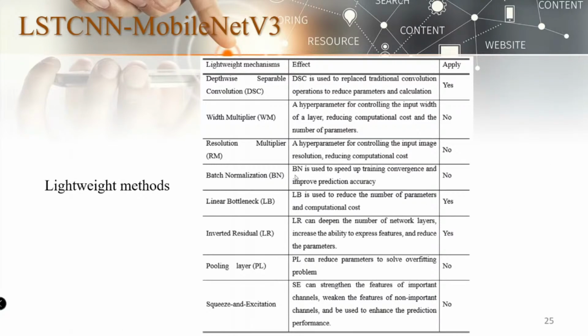This table shows the lightweight mechanism used in this study. Width multiplier and the resolution multiplier can reduce computational cost and the number of parameters through controlling the input width of a layer and the input image resolution. But it will destroy spatial temporal features. Therefore, we didn't adopt these two lightweight methods.